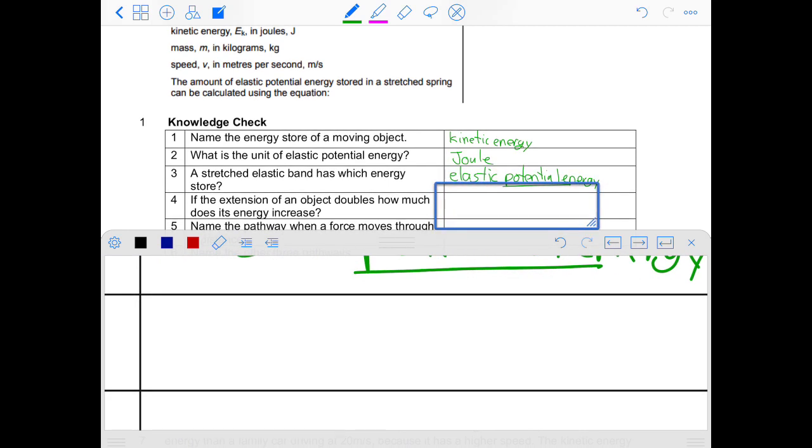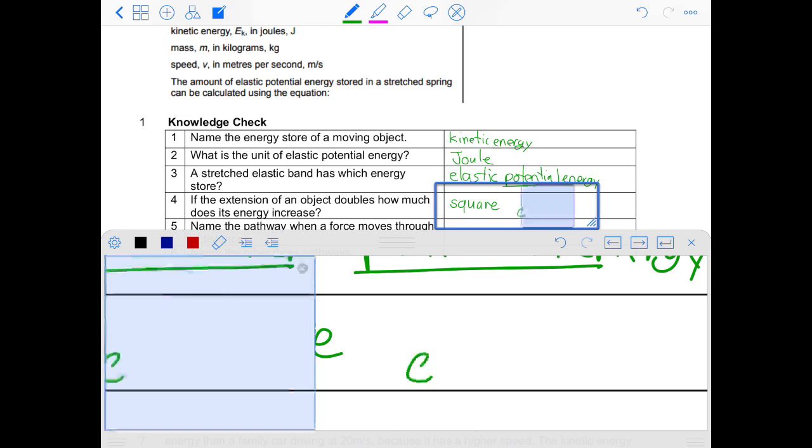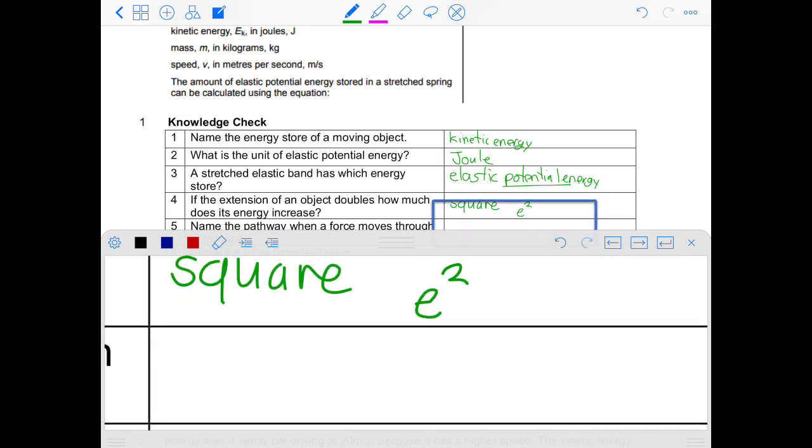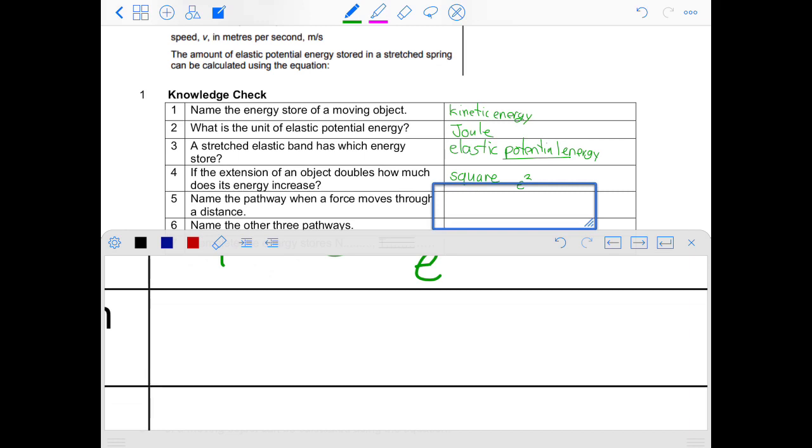If the extension of an object doubles, how much does its energy increase? The energy will square. Because remember, from our last lesson, our extension, we square it. So it'll increase by a squared factor.